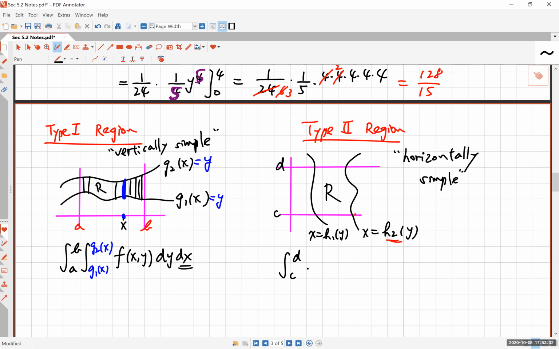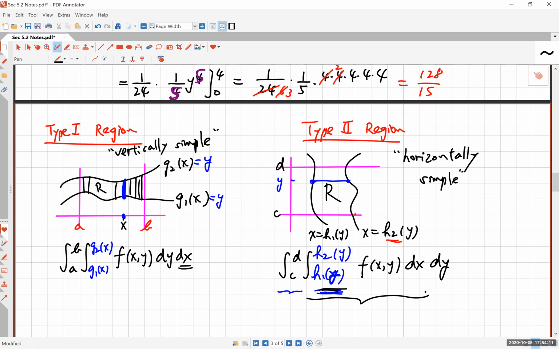y goes from c to d. And for each y you pick, x goes from this point to this point, where the bottom is h1(y) and then the top is h2(y). Now notice these will most likely have y as part of the expression, but that's okay. Here you can have y, here you can't have any variables. And then the rest is the same, f(x, y), and then this is dx dy. Again, the inside limits can have y in them, but you can't have x in them. And once you do the entire integral, you will not have x or y in the end.